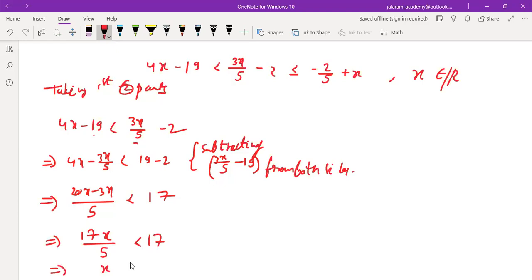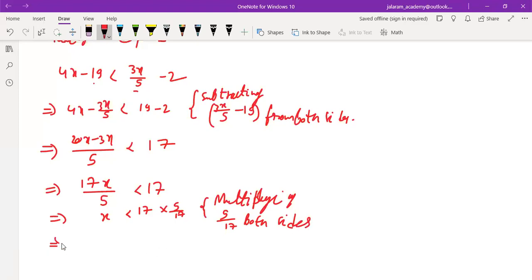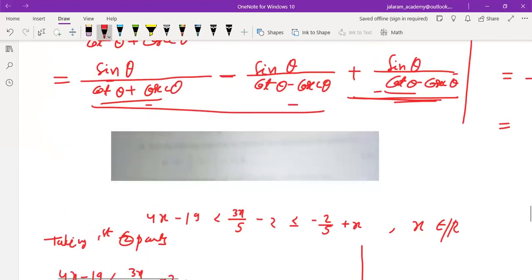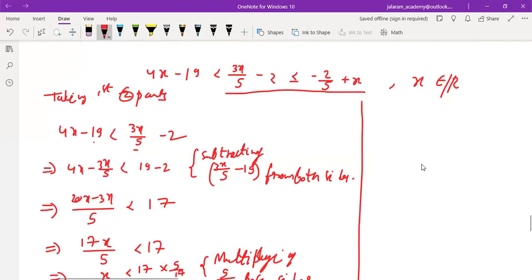Now if you multiply both sides by 5 by 17, on the left hand side it will be cancelled out, and on the right hand side it will be multiplied by 17. So we write the reason: multiplying 5 by 17 both sides. 17 cancelled out, x is less than 17 is the first inequation. So now we check for the next two parts.